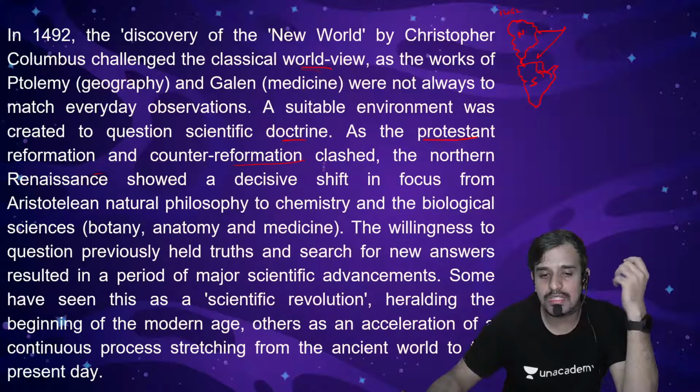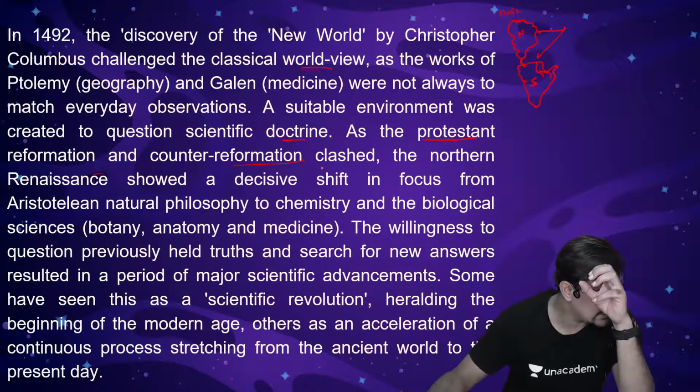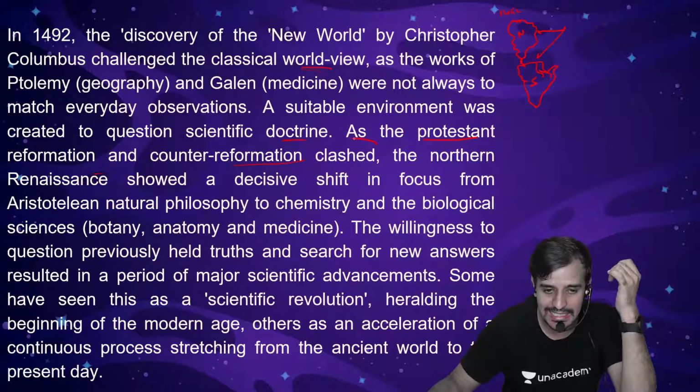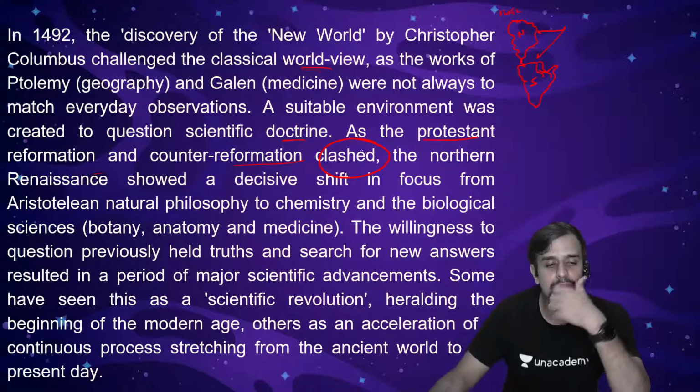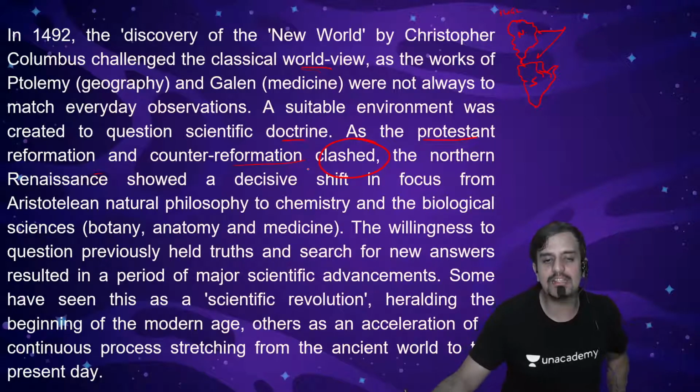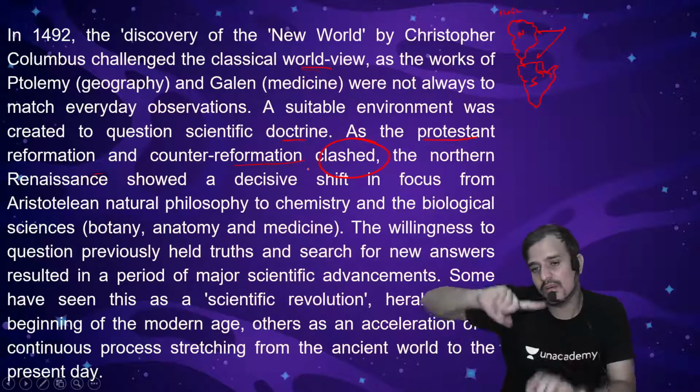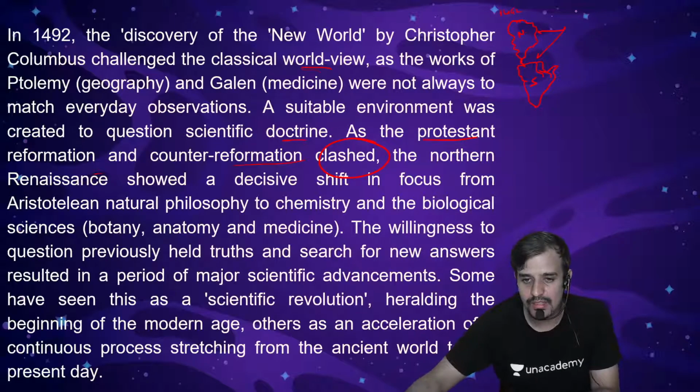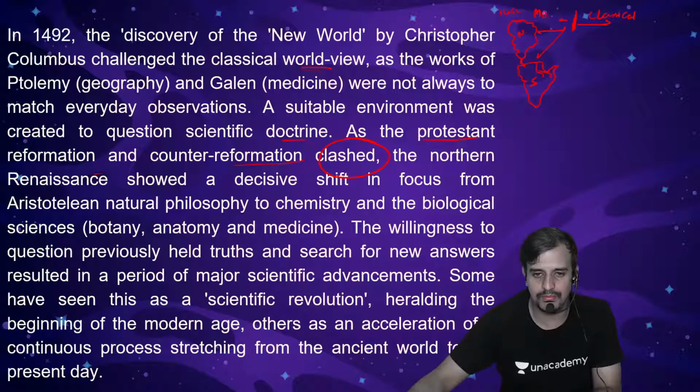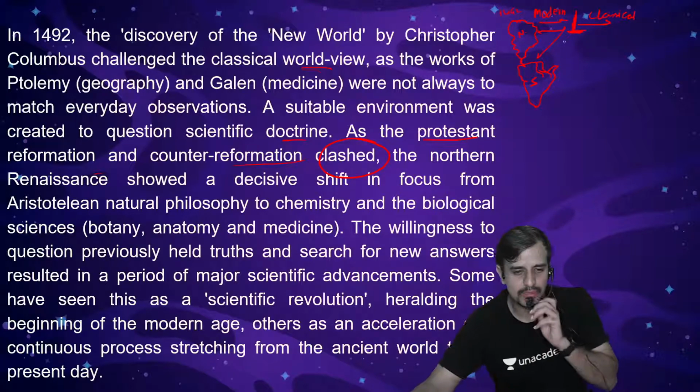So, what is the author saying? The author is telling us that there was a clash between the Protestant Reformation and Counter Reformation. Whatever there was earlier, the classical period, was there. Now there is the modern period. So there was a clash between these two, right?